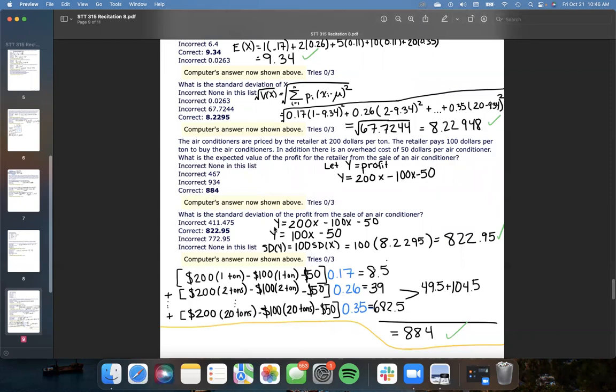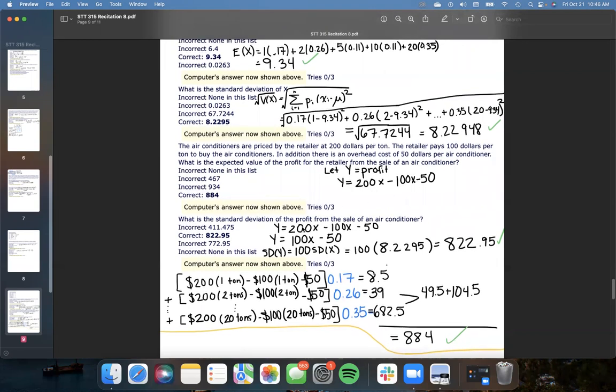Now, what is the standard deviation of the profit from the sale of an air conditioner? So we want to find the standard deviation of Y. So here, if I were to simplify my Y equation, I have 200x minus 100x can simplify to 100x and then minus 50. So the standard deviation of Y is 100 times the standard deviation of X. And then that equals 100 times 8.2295. So you get 822.95 as your answer.